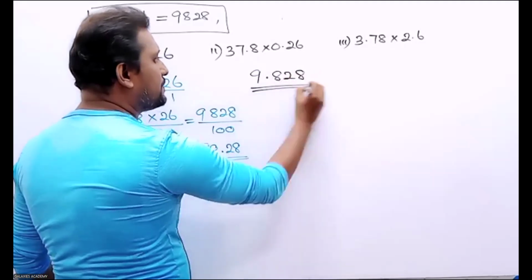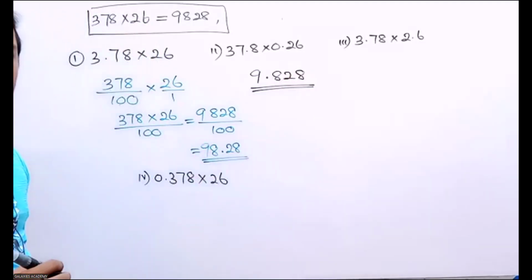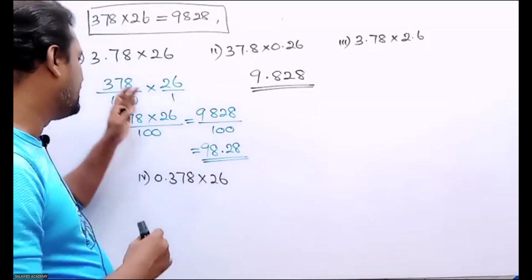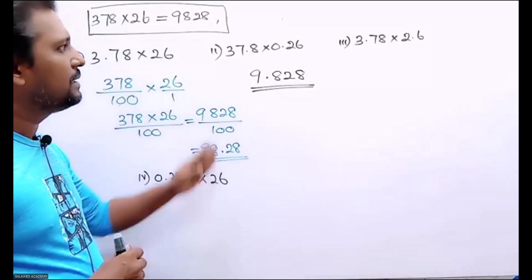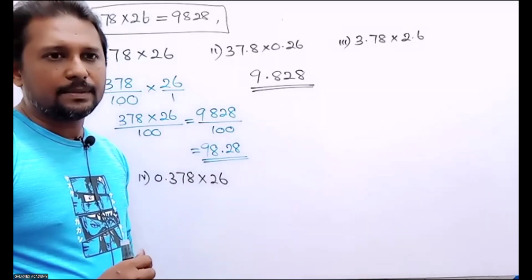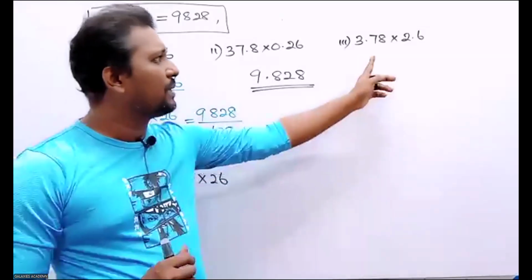9.828. Right? Before the last 3 digits you have to keep the decimal point. You can multiply like this to get the answer, or you can get the answer directly this way. Right? Look at this one.